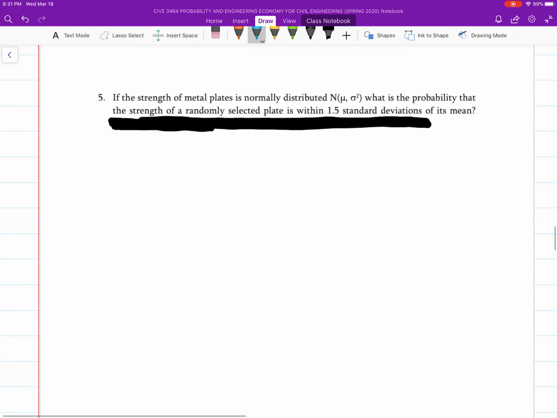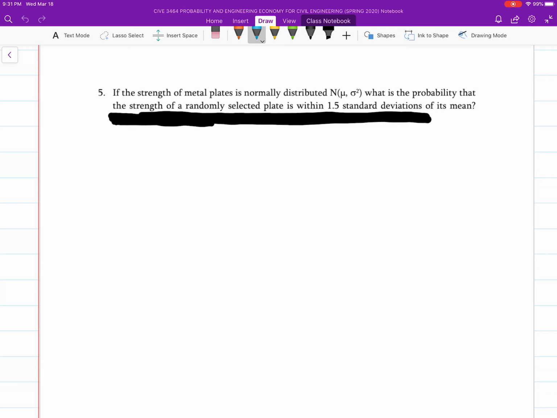All right. The fifth question is: if the strength of metal plates is normally distributed with this normal distribution, what is the probability that the strength of a randomly selected plate is within 1.5 standard deviations of its mean?